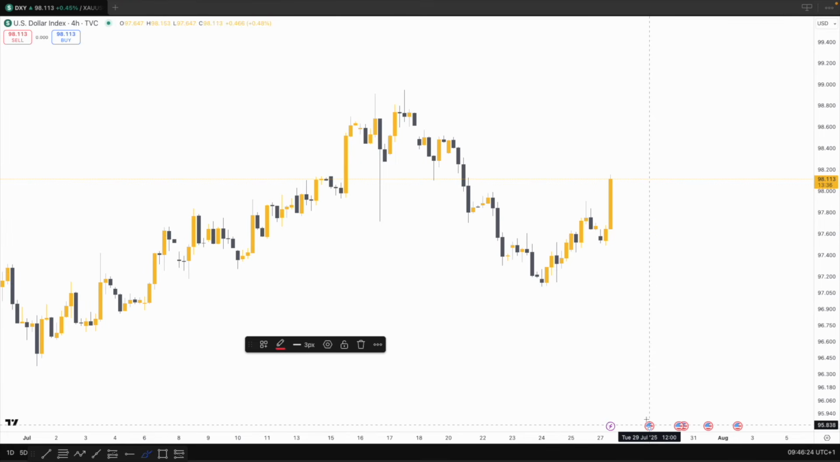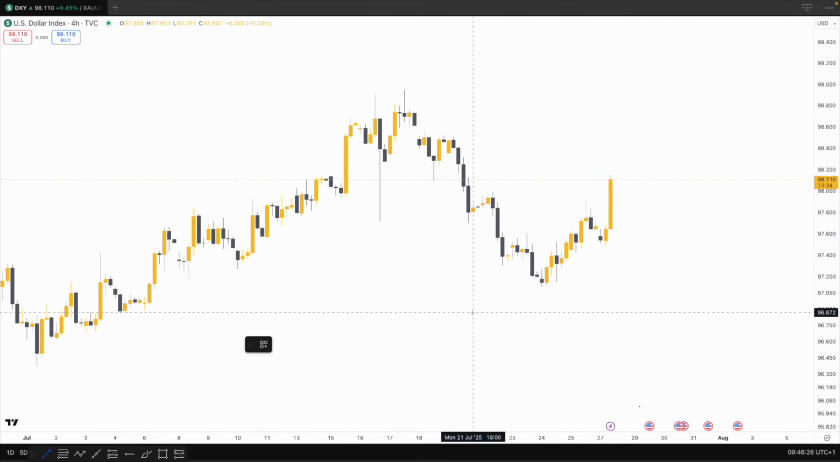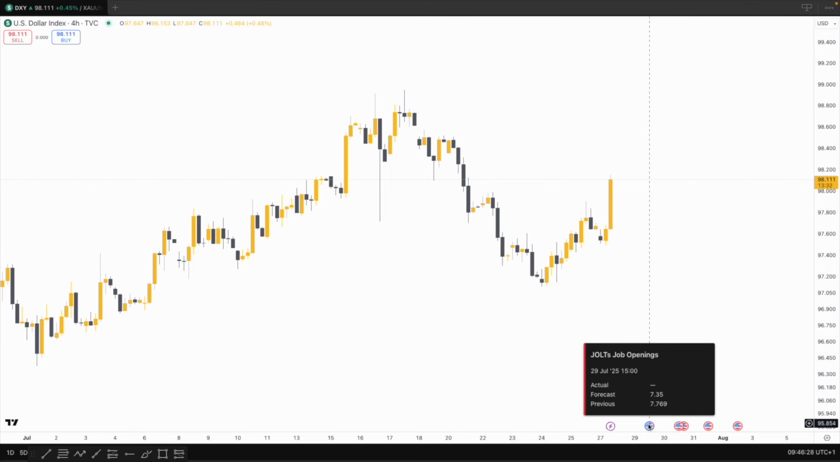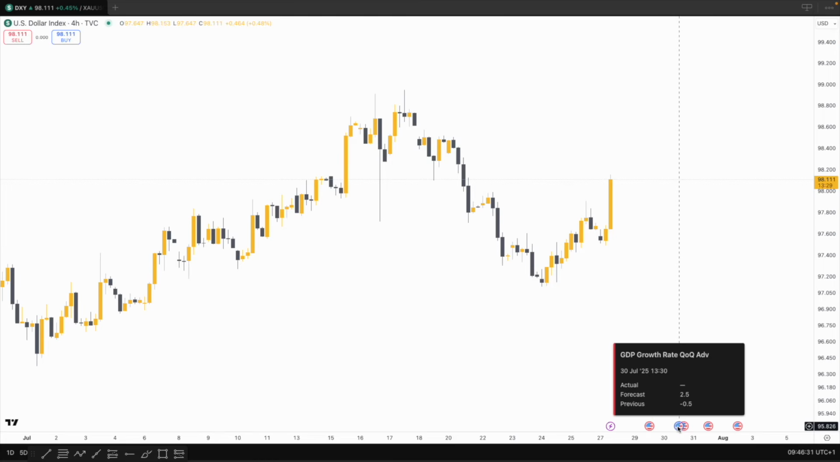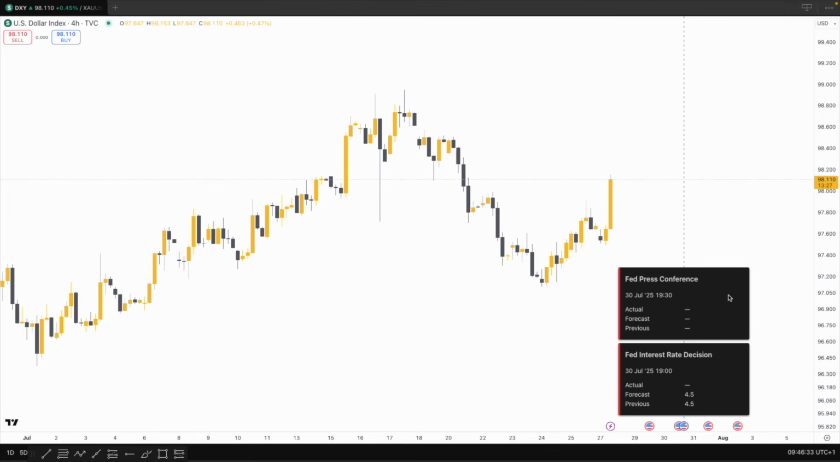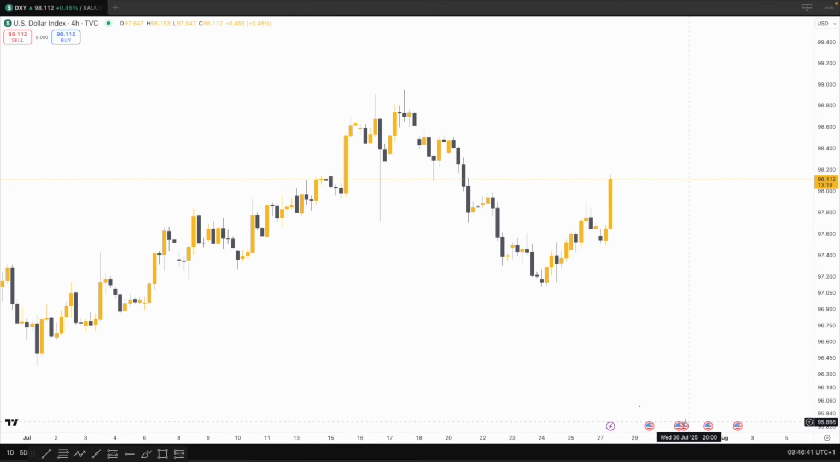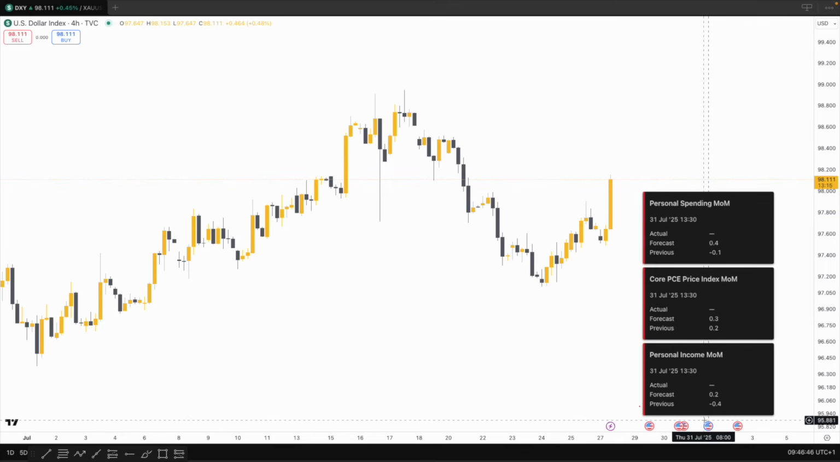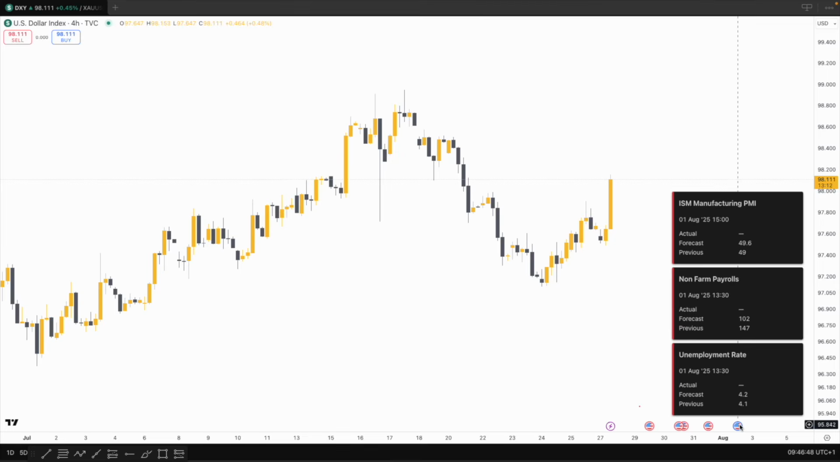Obviously, as you can see down here, we do in fact have some news events. What do we have here? We have job openings, we have a GDP growth rate, which will be a big one. We have the Fed press conference and the Fed interest rate decision. So these will be big news events taking place on the Wednesday at around 4 o'clock and 12 o'clock GMT. And then we also have personal income. So we do have a lot of economic news events that are going to take place this week.